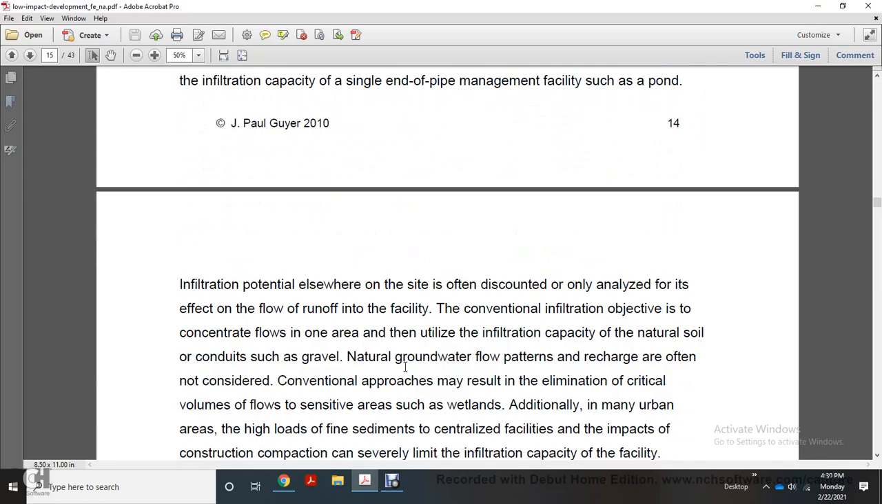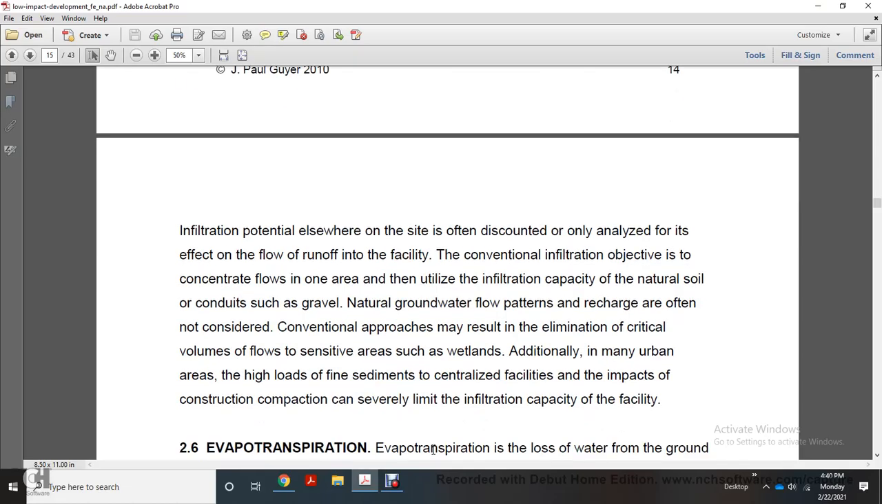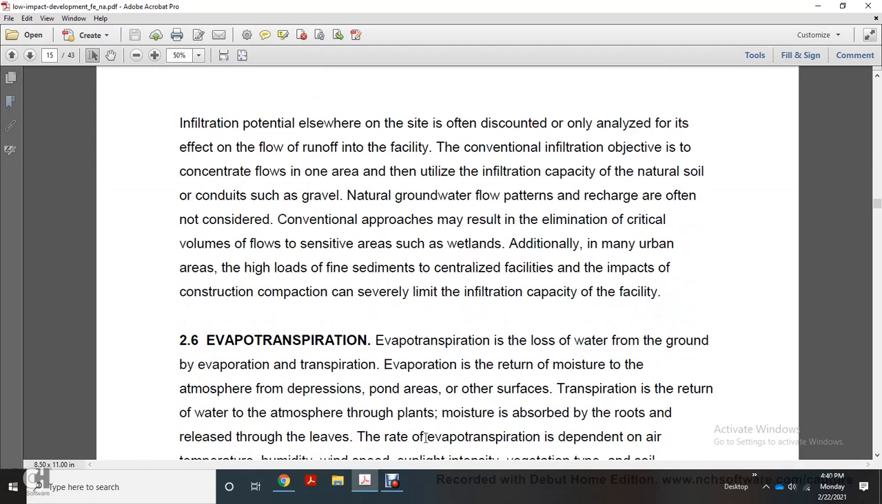The conventional infiltration objective is to concentrate flow in an area and utilize the infiltration capacity with the natural slope of the conveyances, such as gravel. Natural groundwater flow patterns and recharge are often not considered with the conventional approach, which may result in the elimination of critical volumes of flow to discharge areas such as wetlands. Additionally, in many urban areas with high loads of fine sediment, centralized facilities with the impact of construction compaction are very conservative, limiting infiltration capacity at the facility.